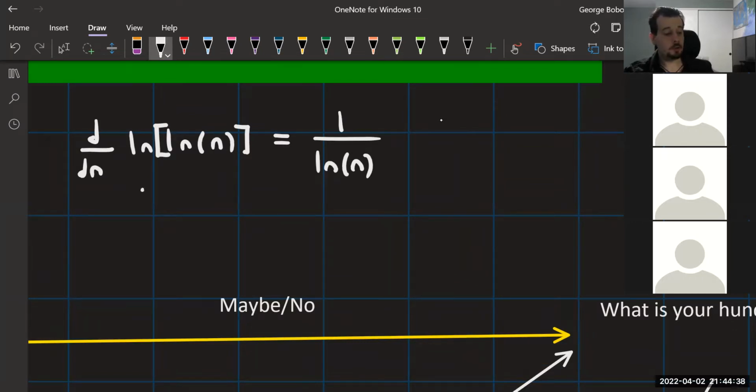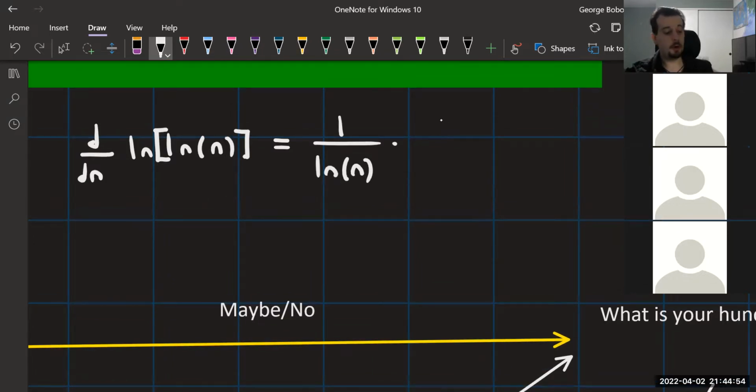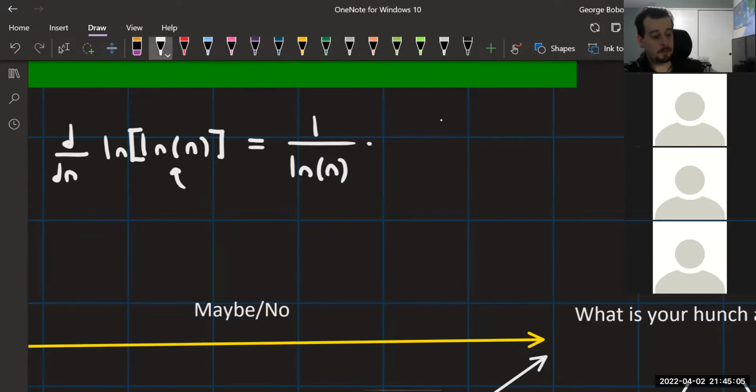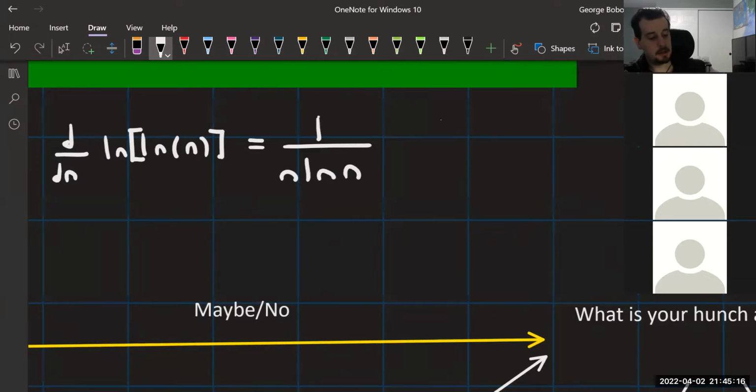It's 1 over the argument. So if you had ln of x, it would have been 1 over x. If you had ln of x squared, the derivative of the outside would have been 1 over x squared, and so on and so forth. The argument is ln of n, so you're good. But you got to do the derivative of the inside right now. What is the derivative of this guy? Again, 1 over n. What was that, Pranav? 1 over n. Yeah, okay. So you got here 1 over n times ln n.